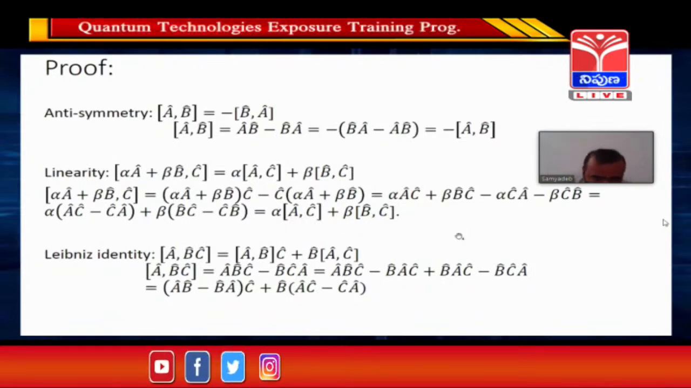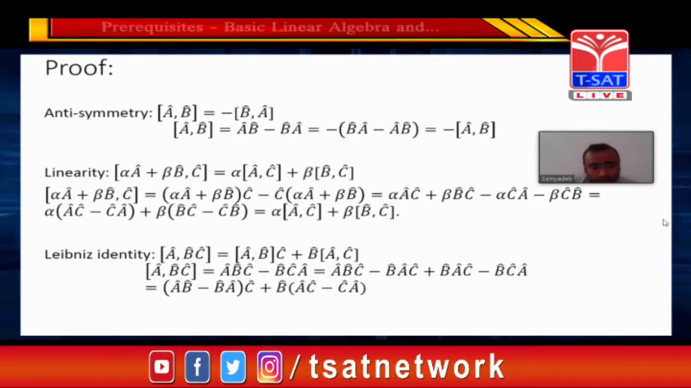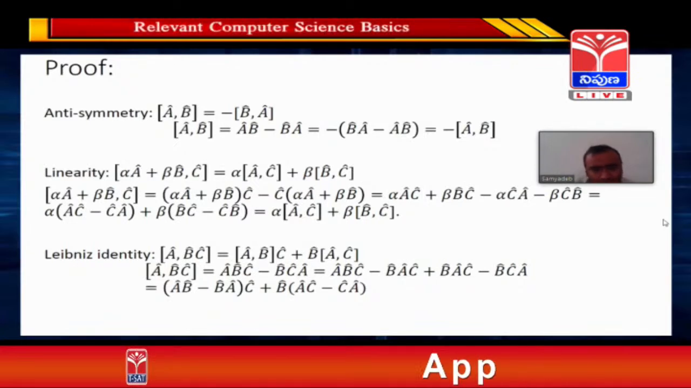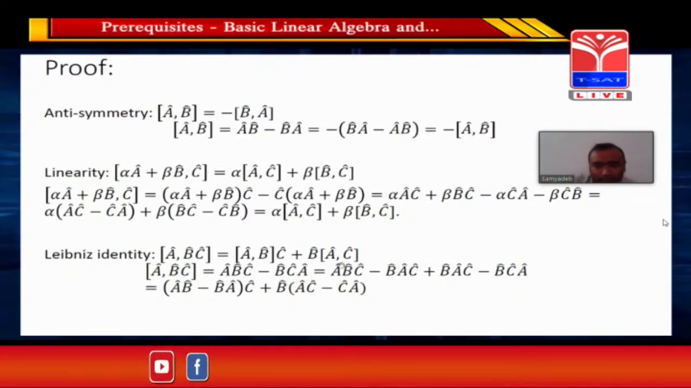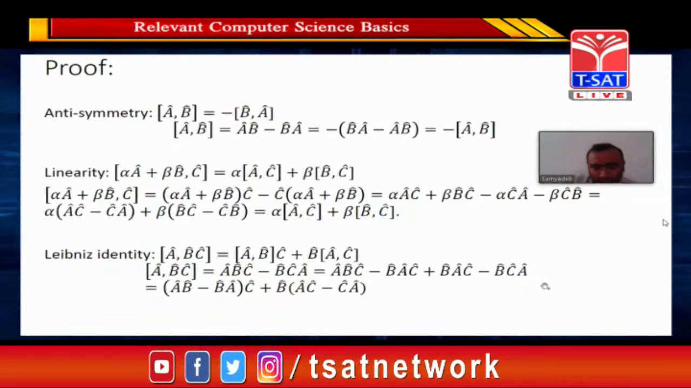The third one is the Leibniz identity, the commutator of A with BC. If we expand this, we have ABC minus BCA. Now we add and subtract a quantity, BAC. So ABC minus BAC, now plus BAC minus BCA.